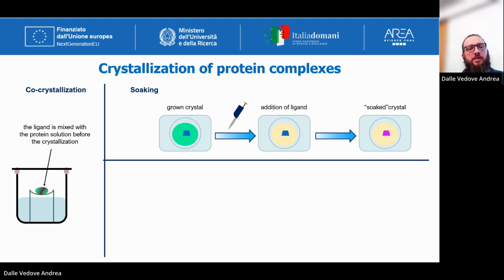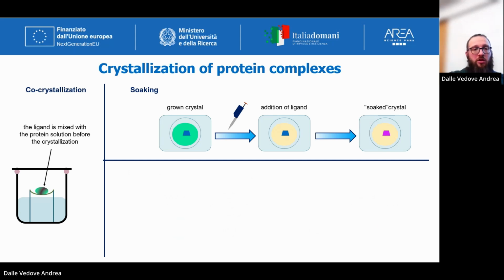And so what you can do is just take your crystal, move it in a solution with a ligand, or add your wannabe ligand in the crystal solution. And then what happens is that by diffusion, your ligand reaches the protein, forms the complex, and hopefully you are able to use the crystal to collect the structure of the complex.